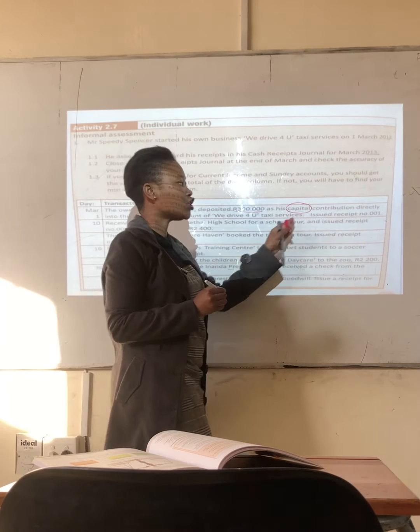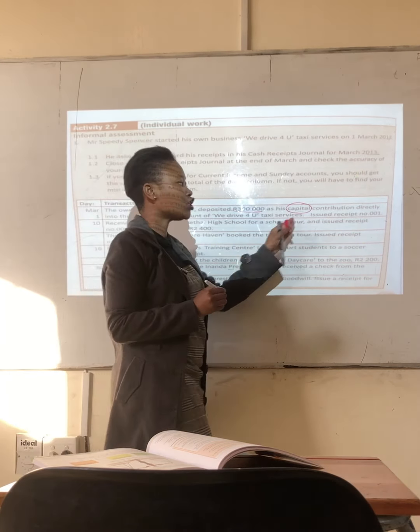Are we going to write the name of the owner or the name of the business? We write the name of the business. And the name of the business is We Drive for You. Okay? For when? For January, for February, or for March. Okay? We are given that information.